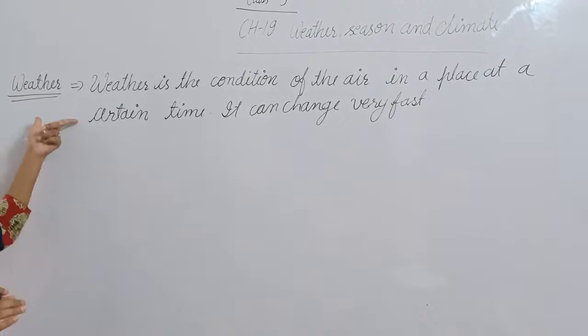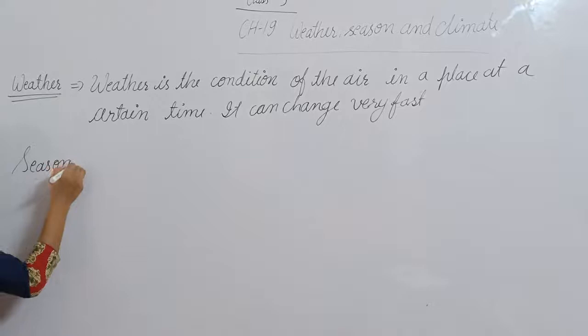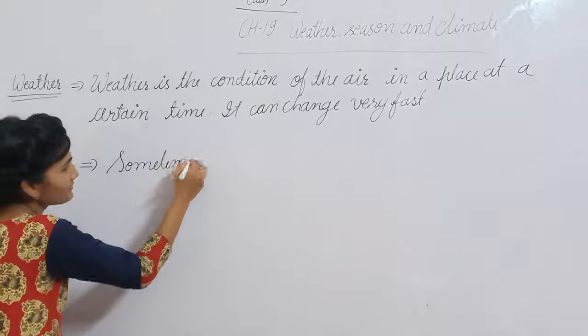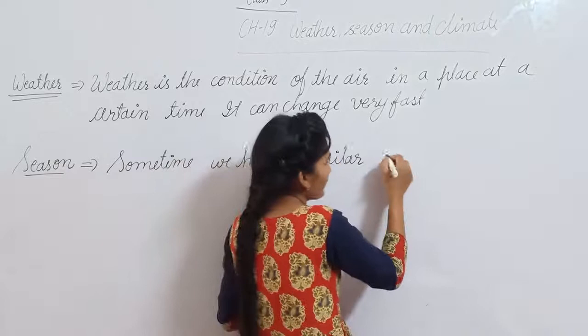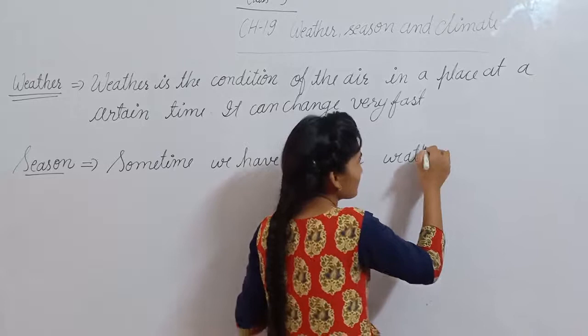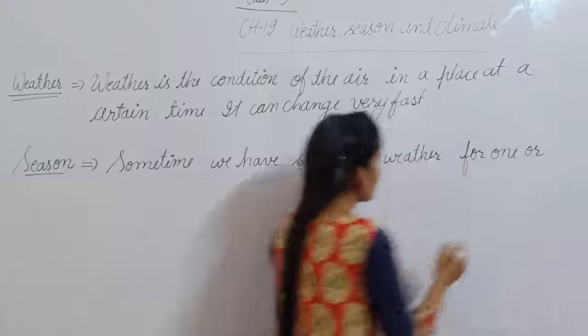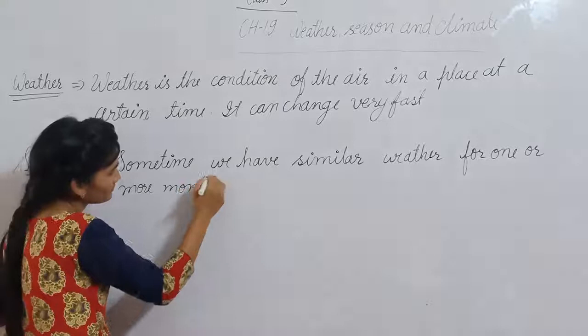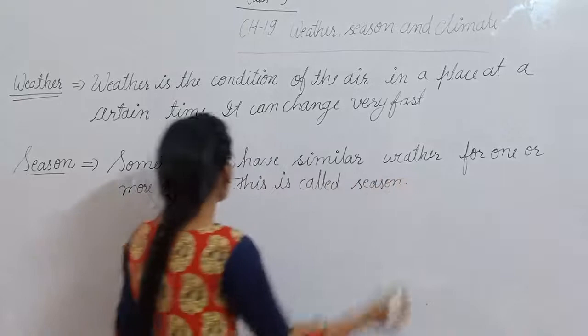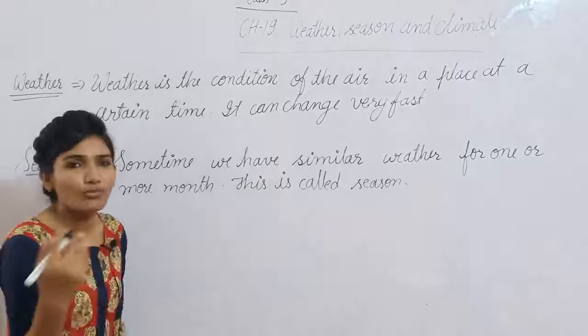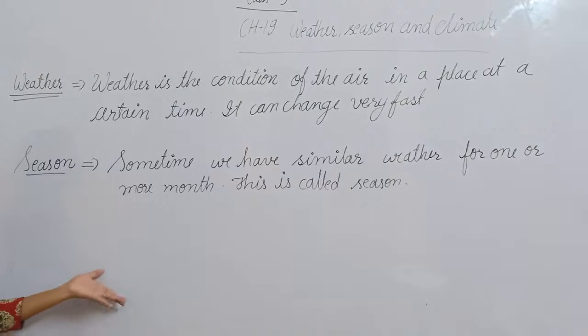Now, what is season? Sometimes we have similar weather for one month or more. This is called season, like summer, winter, spring, autumn. These all are seasons.